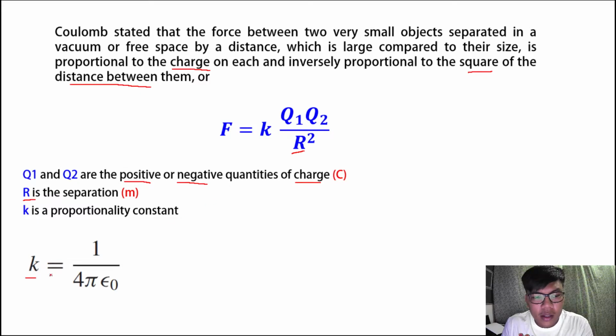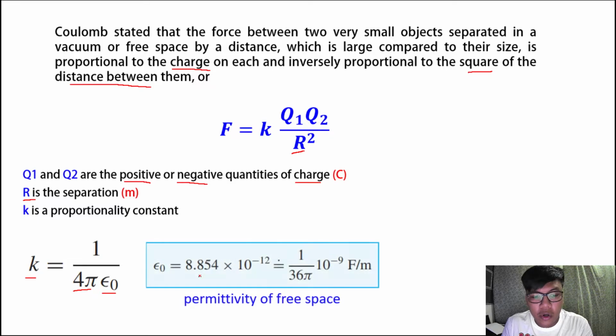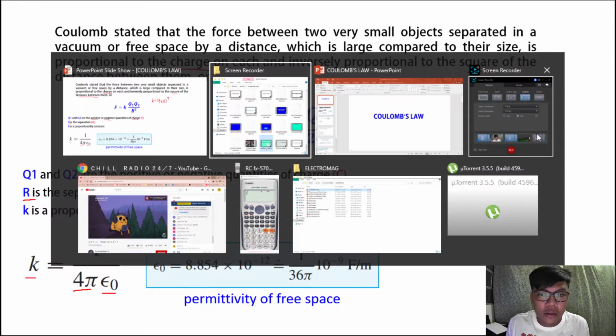Yung K natin, that is equal to 1 over 4 pi epsilon sub zero, wherein epsilon sub zero is our permittivity of free space. Epsilon sub zero is equal to 8.854 times 10 raised to negative 12, or also equal to 1 over 36 pi times 10 raised to negative 9 farad per meter. Di ba dati meron tayong ginagamit na K is equal to 9 times 10 raised to 9? Yan yung ginagamit natin na constant. Dito lang din galing yon.